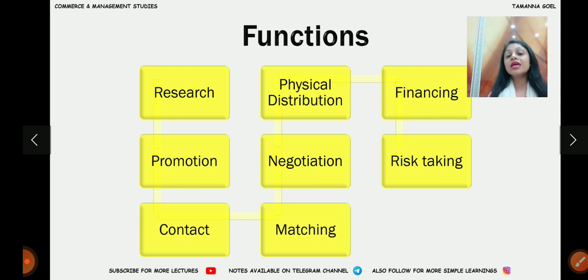And risk taking, again, क्योंकि ये intermediaries products आपसे खरीदते हैं, अपने पास product रखते हैं, they bear the risk of the product till the time the product is actually sold to the customer. So these are the various functions that are performed by the intermediaries. So in this lecture, what we have done: what are the various types of intermediaries, intermediaries की importance क्या होती है, and what are the functions that they play in the channel of distribution.